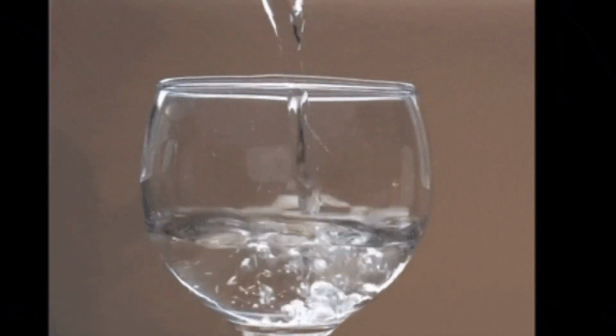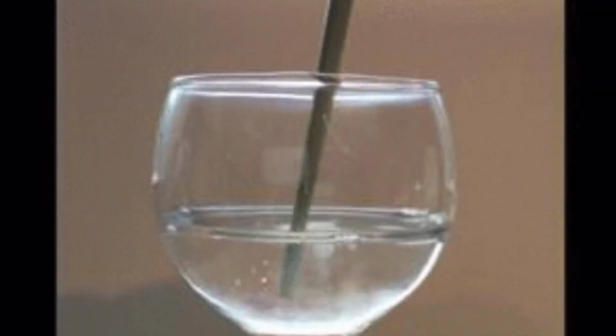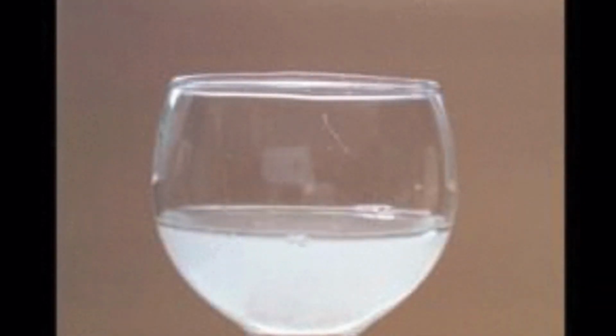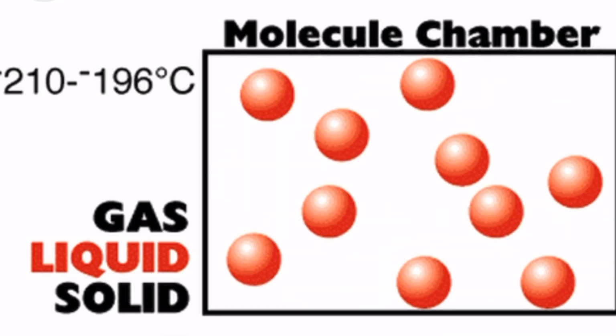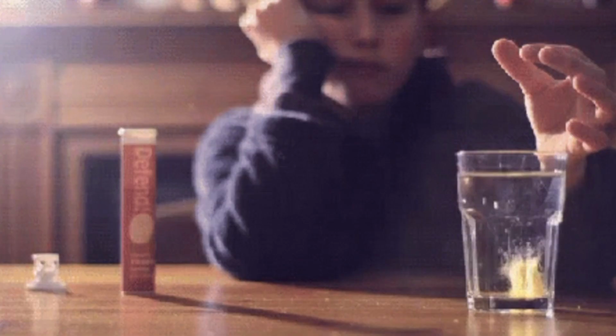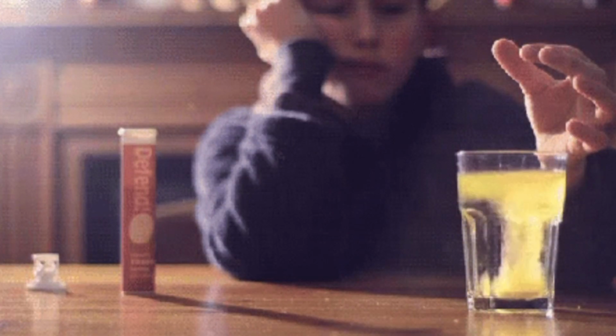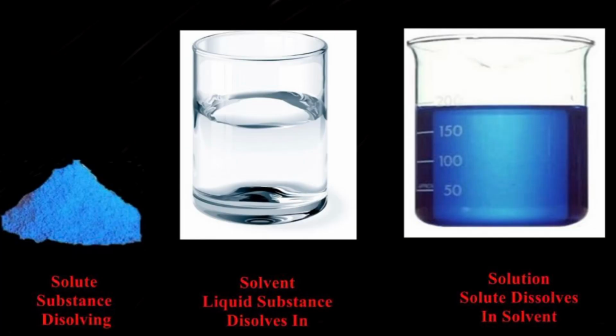A mixture of two or more substances that is made by dissolving a liquid, a solid, or gaseous substance in another substance is known as a solution. A substance that is dissolved into a solvent is known as the solute. The substance that dissolves the solute is known as the solvent.